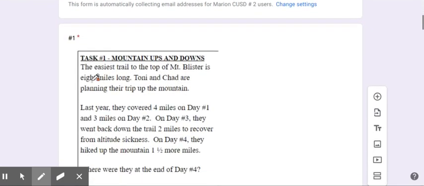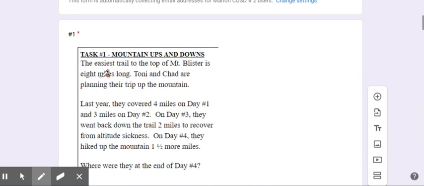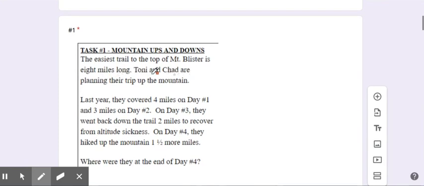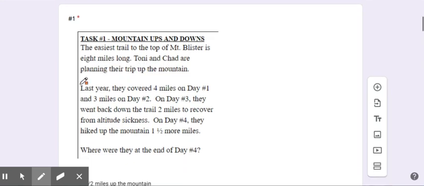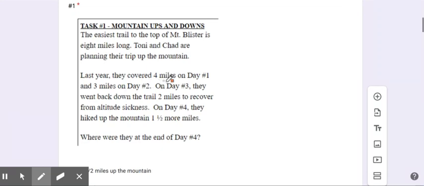And number one here, task number one is talking about mountains. It says the easiest trail to the top of Mount Blister is 8 miles long. Tony and Chad are planning the trip up the mountain. It says last year they covered 4 miles on day one and 3 miles on day two. On day three, they went back down the trail 2 miles to recover from the altitude sickness. And on day number four, they hiked up the mountain 1.5 more miles. Where were they at the end of day four?